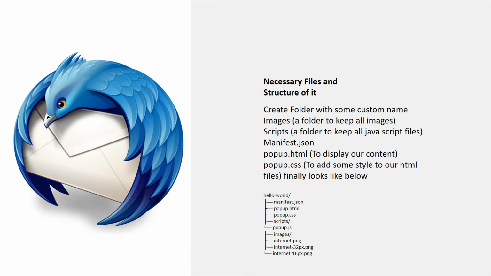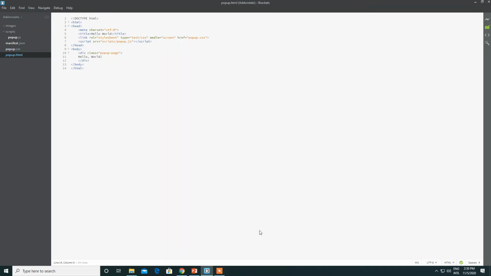Next, to keep it very clean and neat, we create a scripts folder in which we will keep all the JavaScript files, and an images folder to keep all the images which are necessary for this particular add-on, and an HTML file to display the content and to give some kind of colors, shapes, and other look and feel functionality. We are also creating a CSS file.